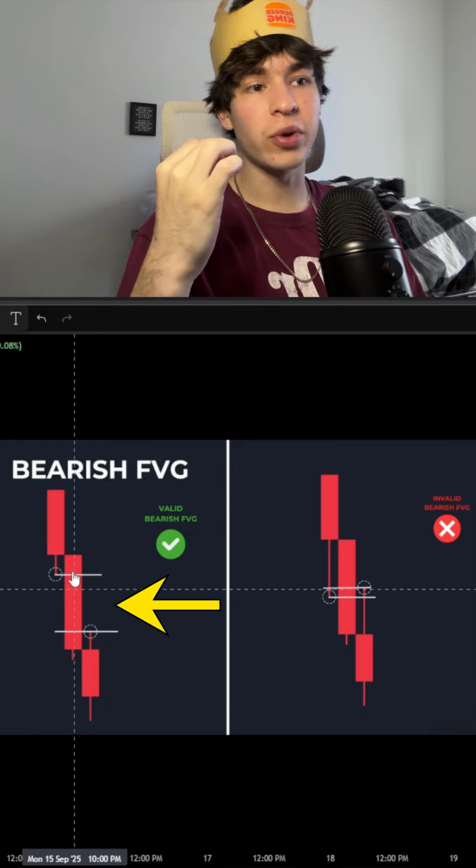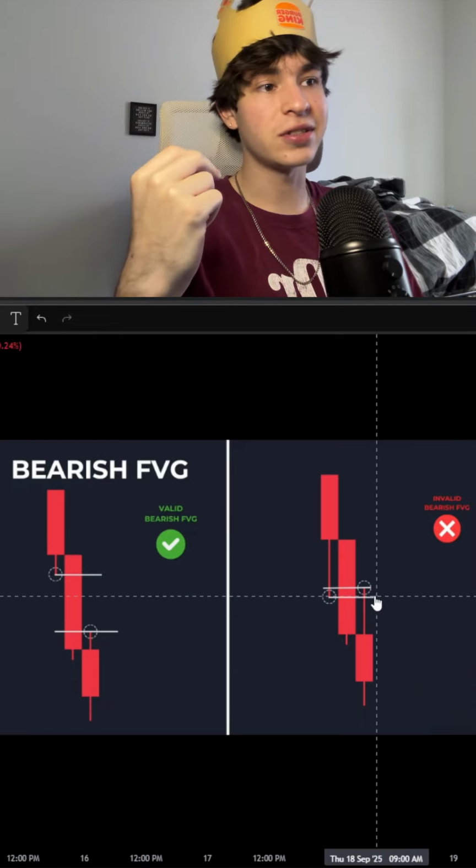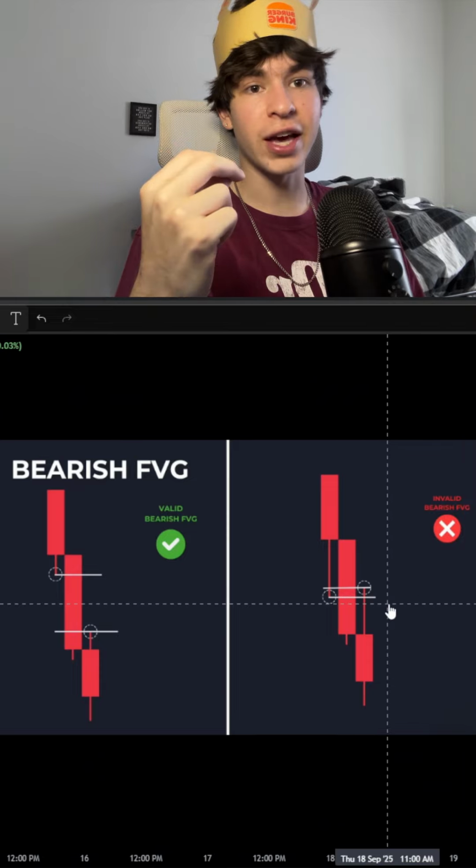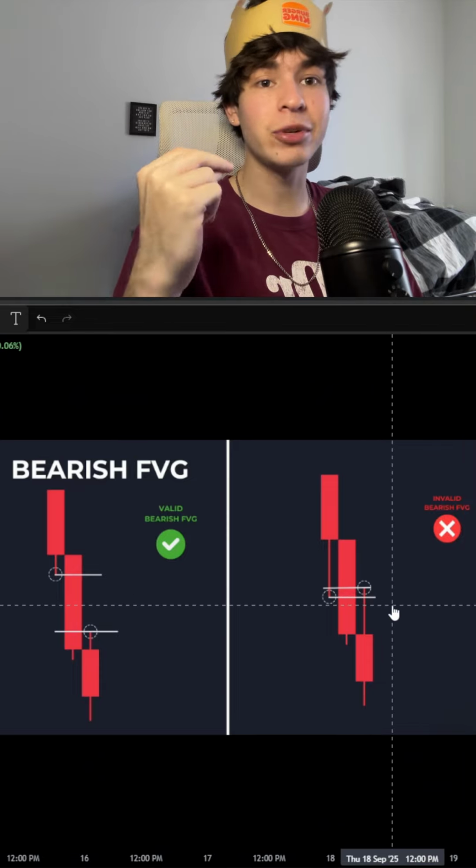As you can see in this example, for a fair value gap to be valid, there has to be some sort of gap between the wicks with this huge momentum candle that's created. As you can see here, there is barely a gap between these wicks, so this fair value gap is not big enough to be considered a valid fair value gap. Let me show you guys an in-chart example.